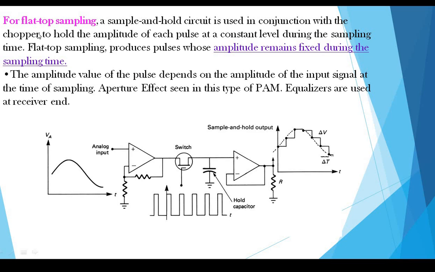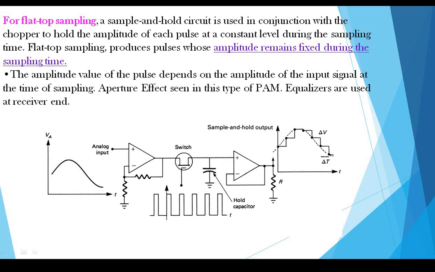So in flat top sampling, the sample and hold circuit is used along with a chopper to hold the amplitude of each pulse at a constant level during the sampling time. So during the complete sampling time, the amplitude of the pulses will remain constant. Flat top sampling produces pulses whose amplitude remains constant during the sampling time. I hope you are clear with this. For pulse amplitude modulation also, we prefer flat top sampling. The amplitude value of the pulse depends upon the amplitude of the input signal.